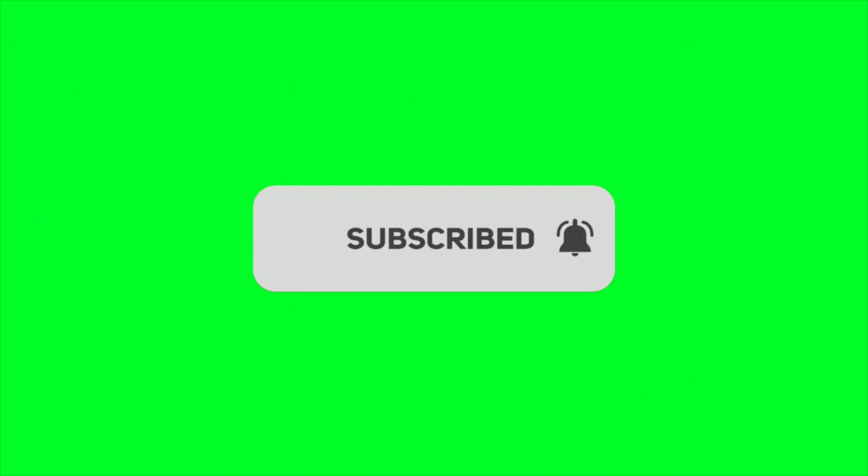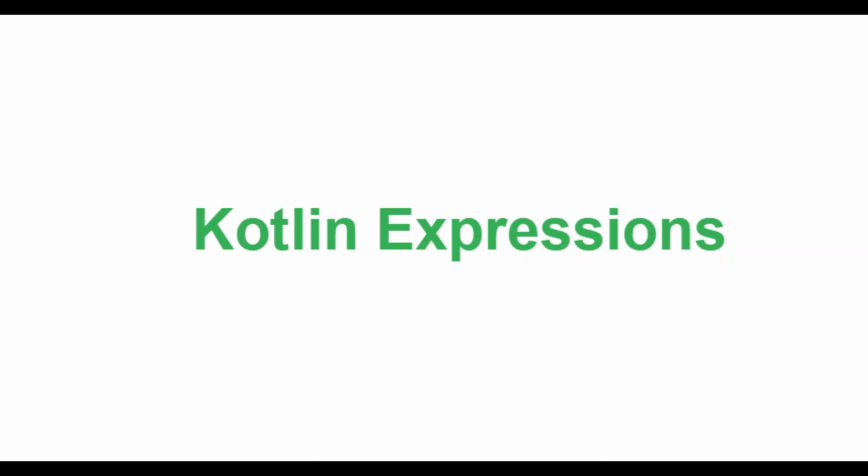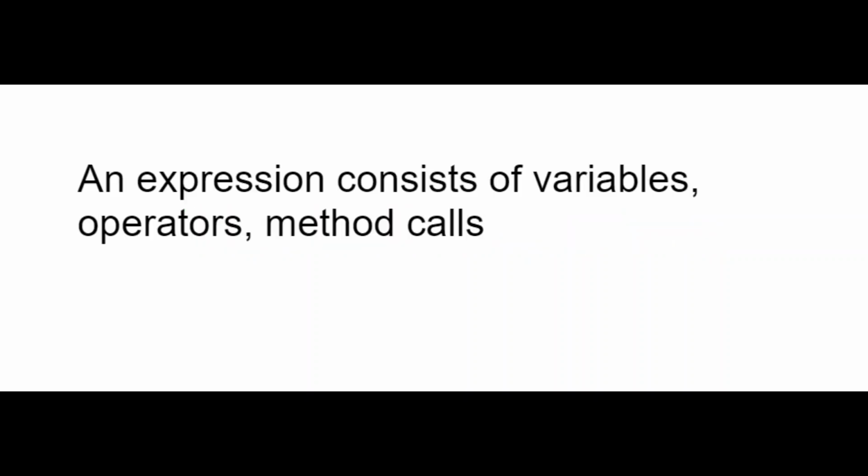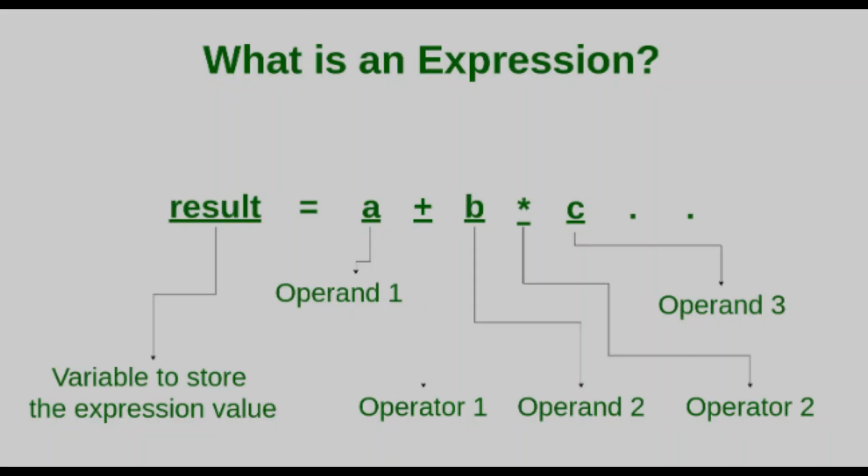Let's start with the Kotlin expressions. An expression consists of variables, operators, and method calls that produce a single value. Kotlin expression is building blocks of any program that are usually created to produce a new value. Sometimes it can be used to assign a value to a variable in a program. It is to be noted that an expression can contain another expression.